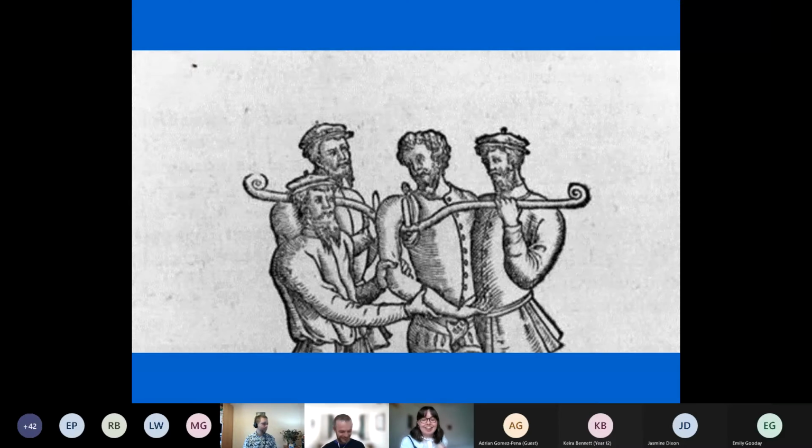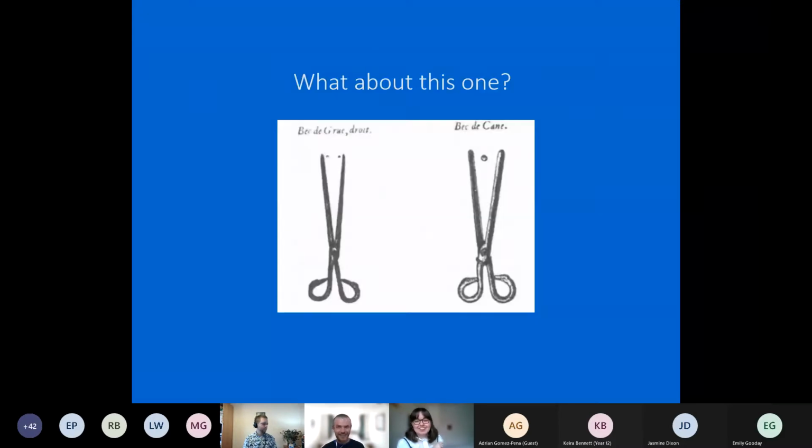And then finally, the third image. What do you think that these might have been used for? So we can see that they look a little bit like scissors. Do we think they might have been used to pull out teeth, to cut up bandages, or to remove bullets from the wounds in the body? What do you reckon?